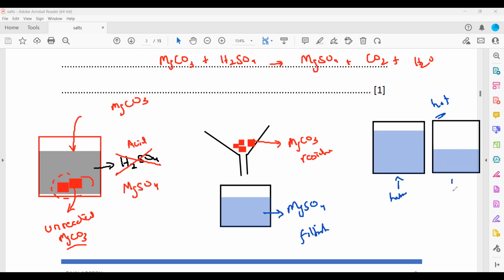But with the passage of time, when we cool down the solution, what will happen? The crystals start to form. So they ask why the crystals start to form: because the solubility of a solution decreases with temperature. At low temperature, it cannot dissolve too much salt. That's why the salt starts to appear, or crystallize.